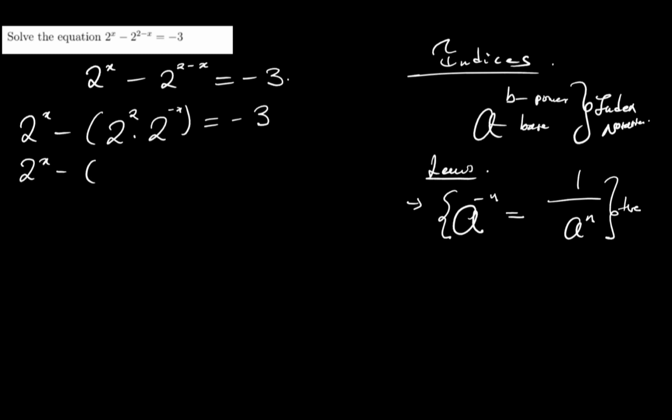But 2 to the power 2 can be simplified. We can make it 4. 2 to the power 2 is 2 times 2, the number of times the base is repeatedly multiplied by itself. Just remember what I said. And this is multiplied by 1 over 2 to the x, and this is equal to negative 3.